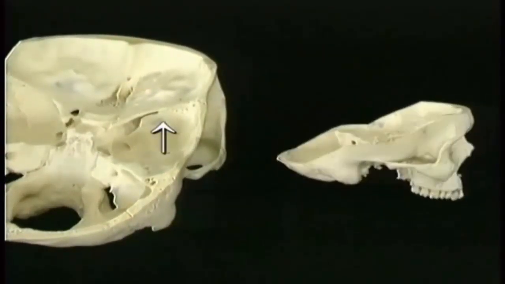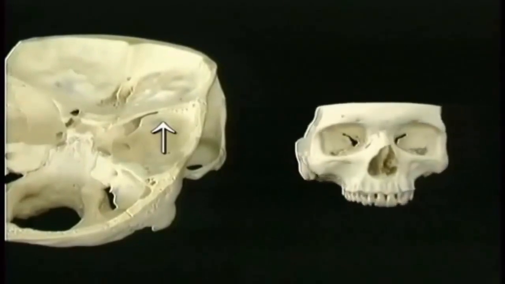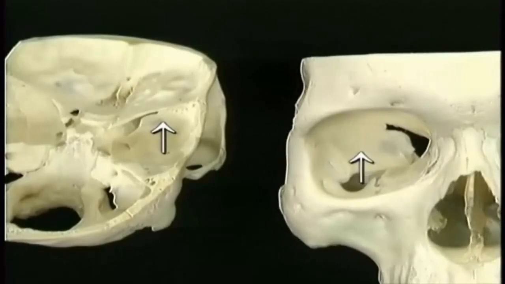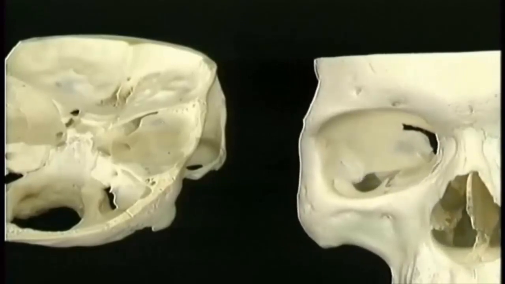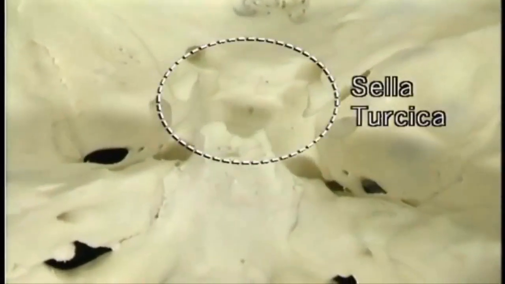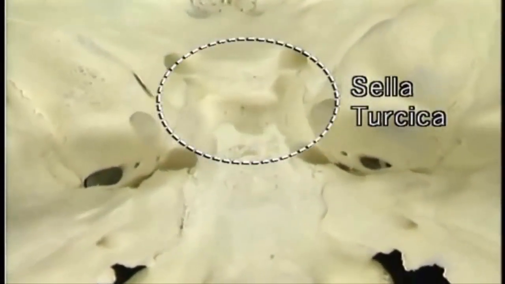The bone that forms the anterior wall of the middle temporal fossa also forms part of the orbit. It forms this posterior part of the lateral orbital wall. This complicated raised area in the middle is called the sella turcica.